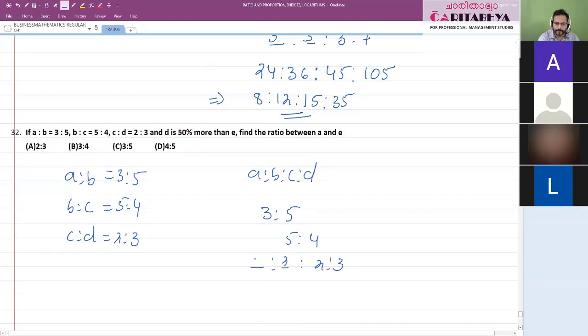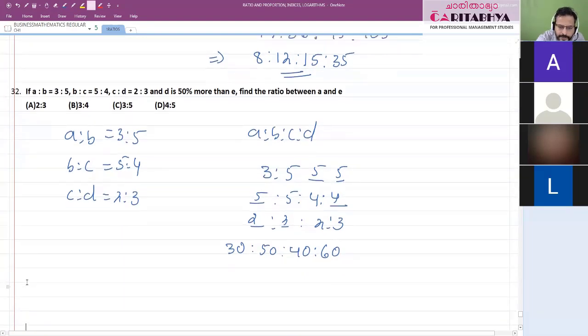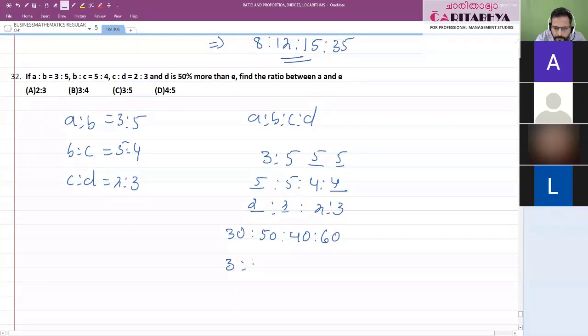What are the common terms? 5, 4. Take the term 5. So multiply: 15 into 2, 30 is to 50 is to 40 is to 60. So divide by 10: A is to B is to C is to D, 3 is to 5 is to 4 is to 6.